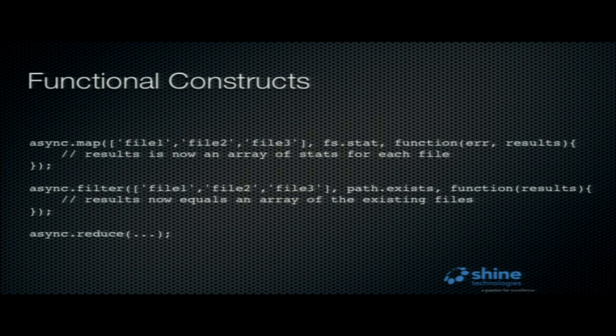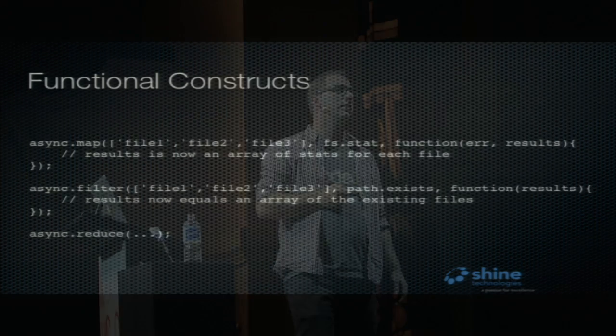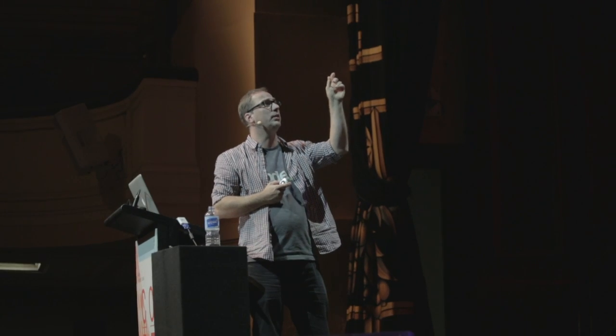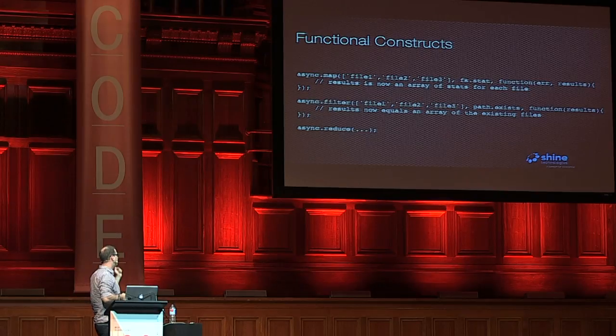Next to the control flow that we just saw, async.js also has some functional constructs that are very nice to use. So if we take the first line, async.map, it has an array of parameters that are applied to an asynchronous function, fs.stat, and the result of that is an array of the results of this asynchronous function. So we will get an array of stats for each one of the files. So that's an easy way to call an individual asynchronous function with a number of parameters.